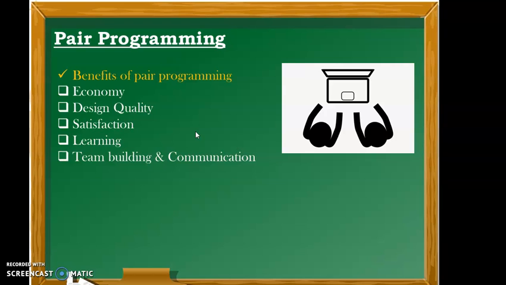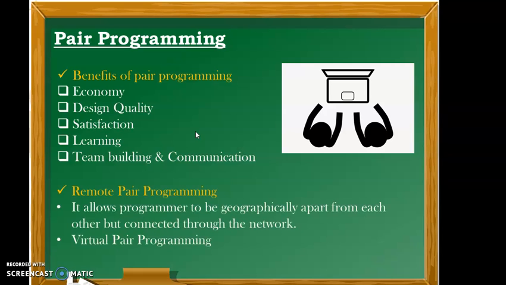Now you might have a question: what if two programmers are remotely apart from each other, in a remote location? So for this scenario, there is one type of pair programming which is called remote pair programming. It allows programmers to be geographically apart from each other but connected through a network. Yes, it is possible that if two programmers are geographically apart from each other, they can do pair programming. This type of programming is called virtual pair programming or distributed pair programming.